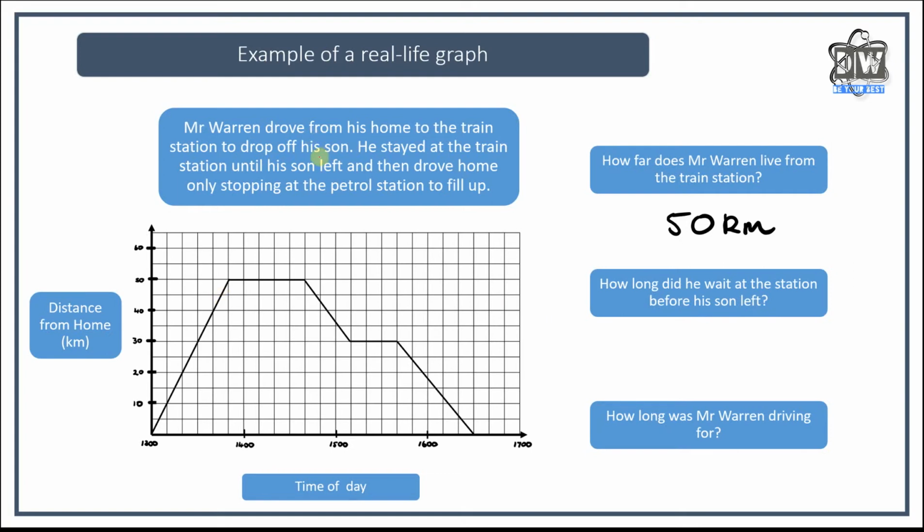How long did he wait at the train station before his son left? So remember, it says here he stayed at the train station until his son left. So it's between this line here that goes down and this line here. And this is something I'd highly recommend as we go through. Use your ruler to make sure that your values are bang on. And we can see that, what did we say?